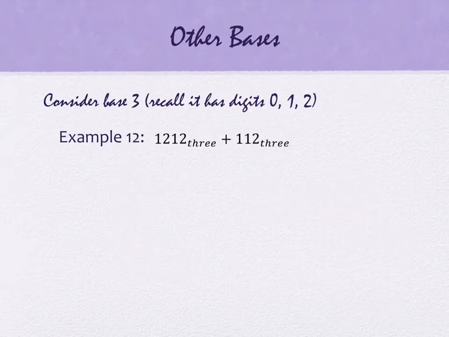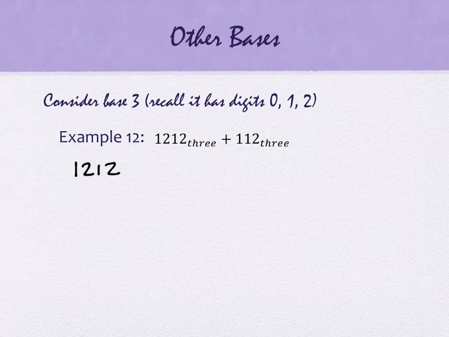Let's try a base 3 problem. 1212 base 3, and 112 base 3. All right, so we'll do our standard algorithm again. 1212 and 112. All right, units column. 2 plus 2 is 4. How many 3s are in the number 4? 1, so I carry the 1 with 1 left over. So now I'm in the 3s column.